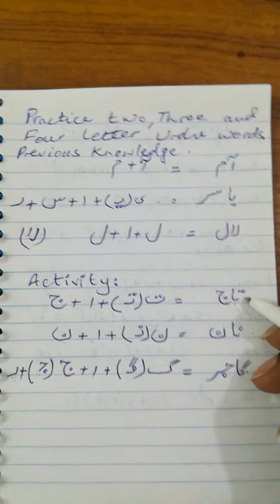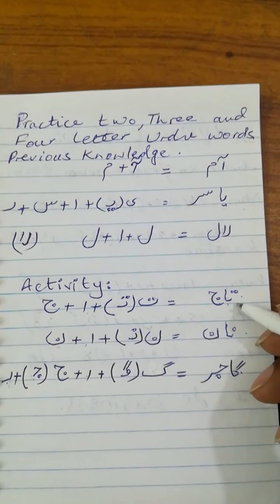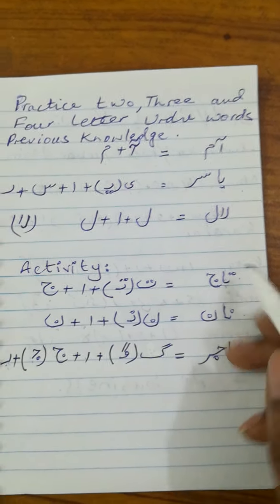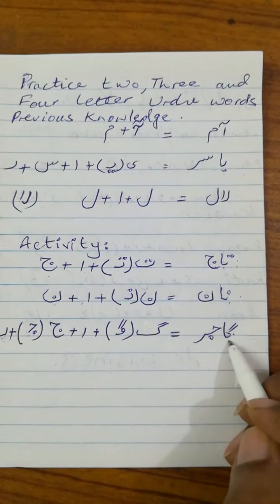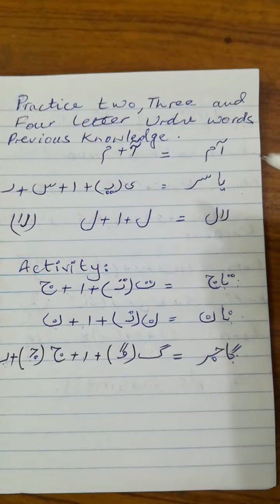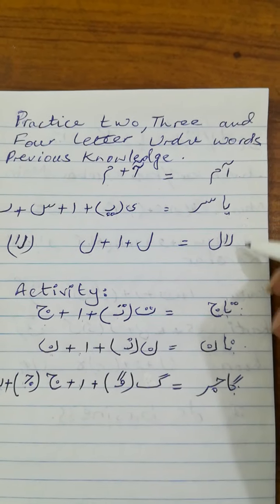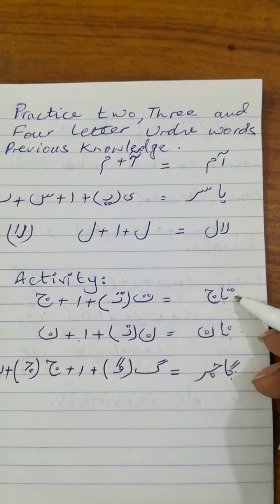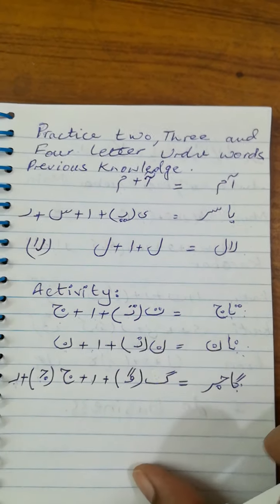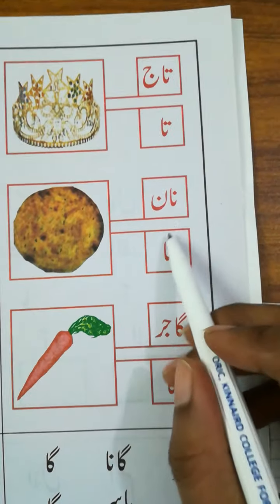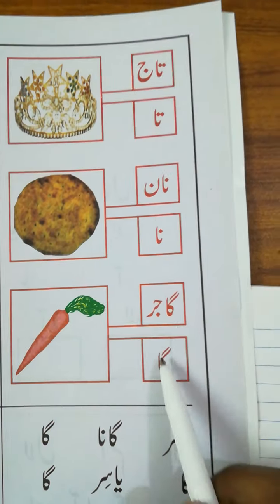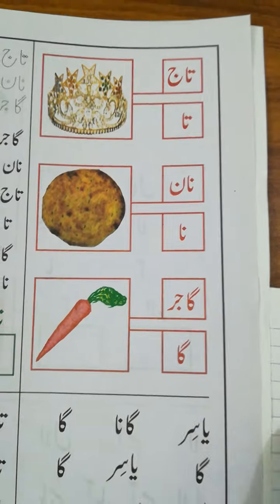We are going to read these words in sentences also in our book. Taj means crown, Naan means bread, and Gajar means carrot. So yesterday's words were Yasir, Lal, and today we will be practicing Taj, Naan, Gajar. Let's read these words in the lesson today. Taj, which is crown, Naan, which is bread, Gajar, which is carrot.